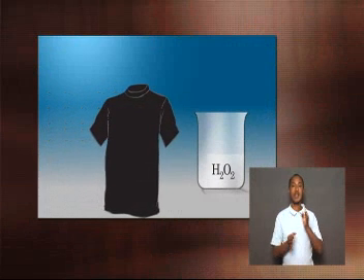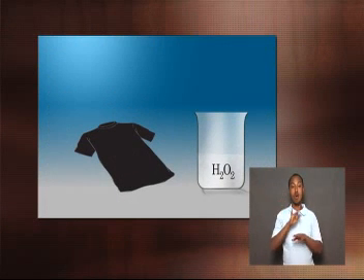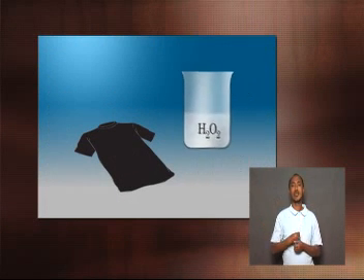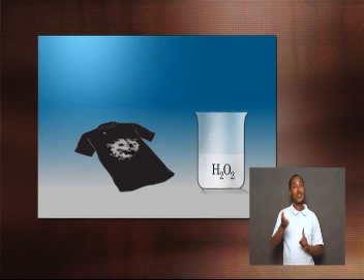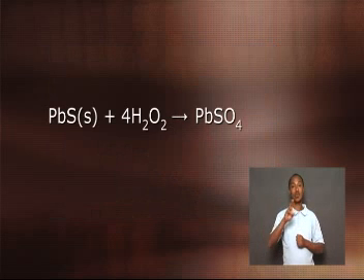When hydrogen peroxide is added to a colored dye, it oxidizes the molecules responsible for the color. Therefore, the color disappears. For example, students, if you took a black piece of clothing and poured hydrogen peroxide on it, you would end up with white spots where the hydrogen peroxide was applied. Black dye contains lead sulfide. When it reacts with the hydrogen peroxide, it becomes lead sulfate and water.